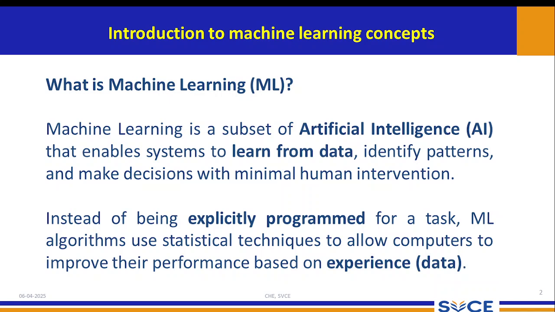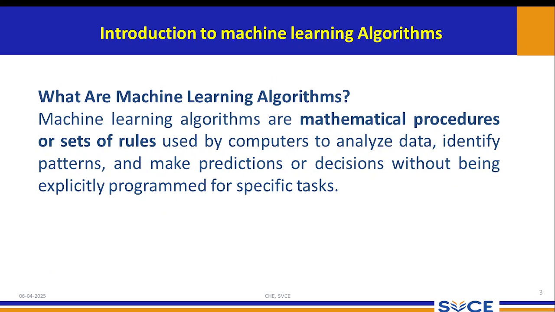Instead of being explicitly programmed for a task, machine learning algorithms use statistical techniques. They use statistical techniques to allow computers to improve their performance based on experience data. What is a machine learning algorithm? It is a mathematical procedure or set of rules used by computers to analyze the data, identify the patterns, and make predictions.